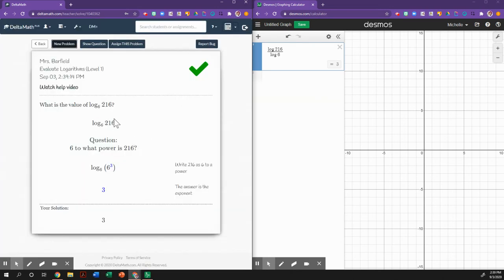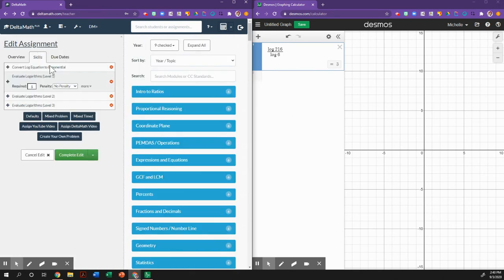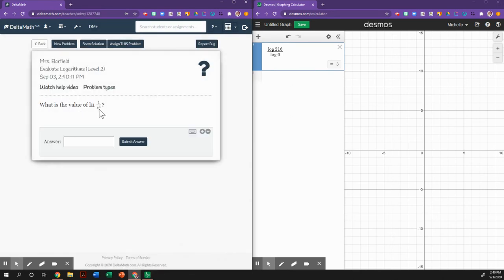Now he's working it to where you are trying to figure it out in your head. There is no reason for us to sit here for hours and hours trying to figure out the exponent when our calculators can do the work for us. All right. So if I skip back and do level 2, it says what is the value of ln of 1 over e to the 4th?